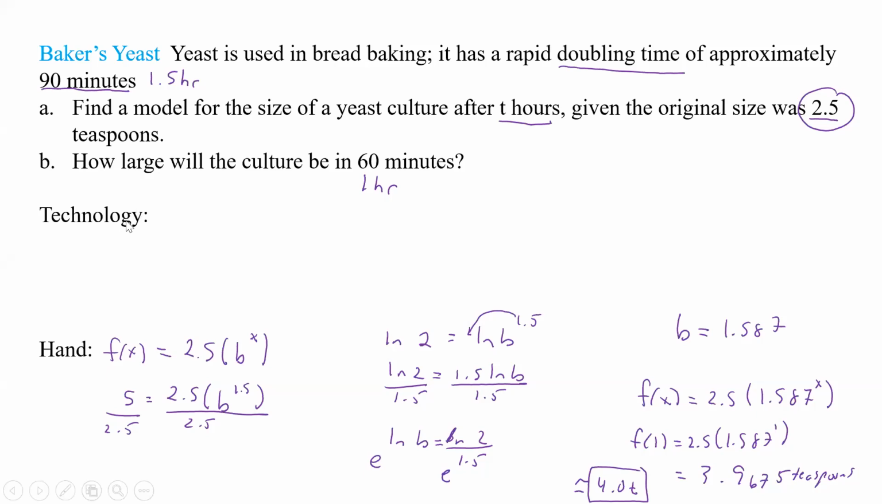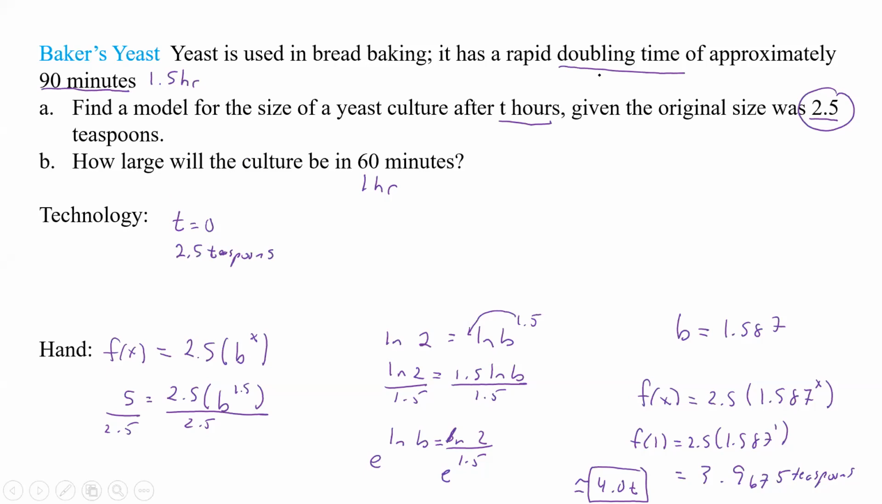Now let's do it by technology because it's always good to know this. So what do we need? Well, to do technology, we need 2 points. We need at least the starting point. And at the starting point at t equals 0, we had 2.5 teaspoons, okay? So that was given.